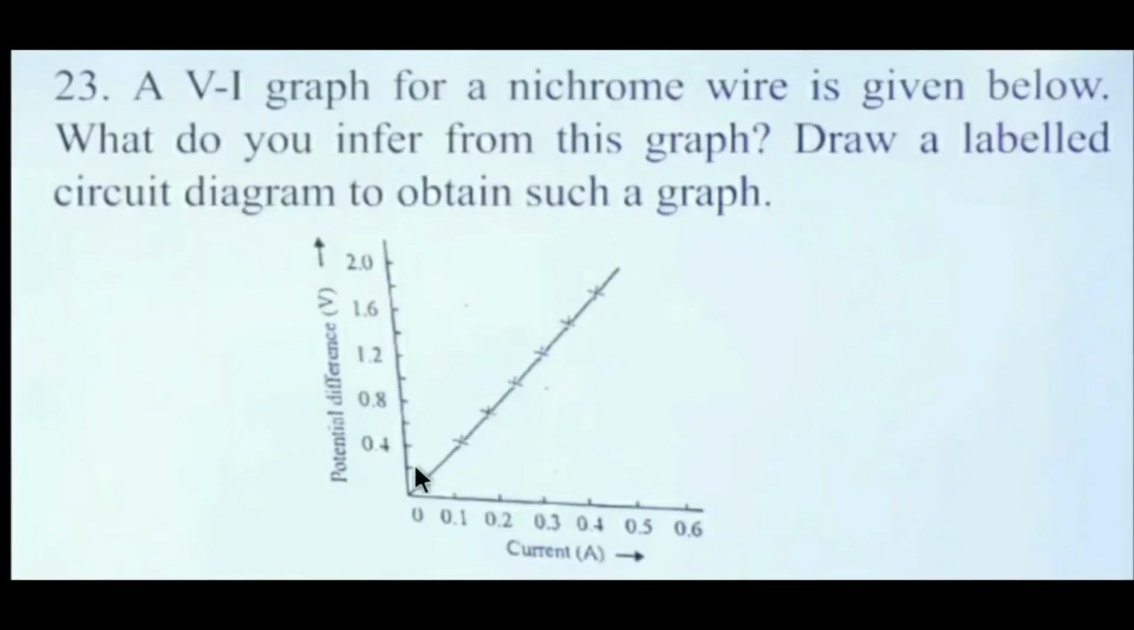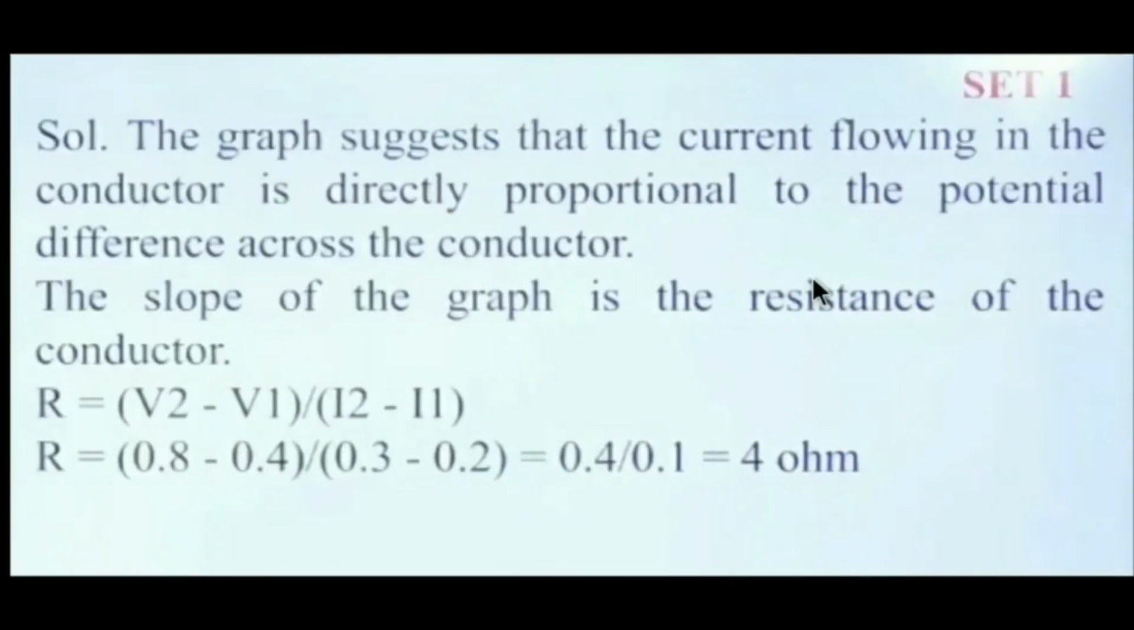तो ग्राफ से पता चलता है कि 0 से 0.6 तक करंट बढ़ता जा रहा है और 0.4 से 2 तक वोल्टेज बढ़ता जा रहा है, कॉन्स्टेंटली बढ़ता जा रहा है. The graph suggests that the current flowing in the conductor is directly proportional to the potential difference across the conductor. The slope of the graph is the resistance of the conductor.